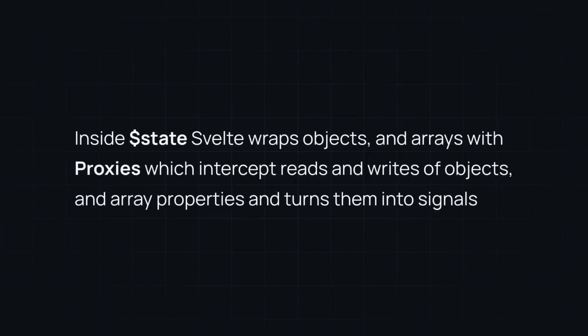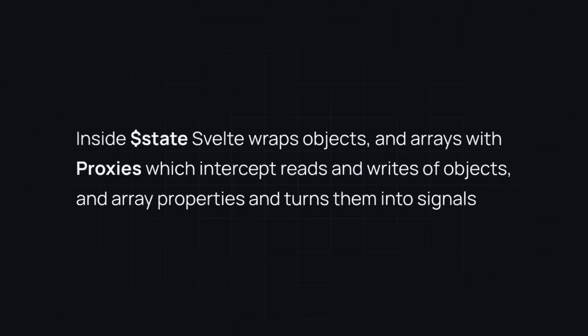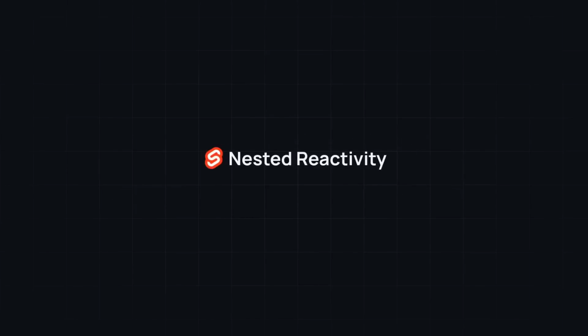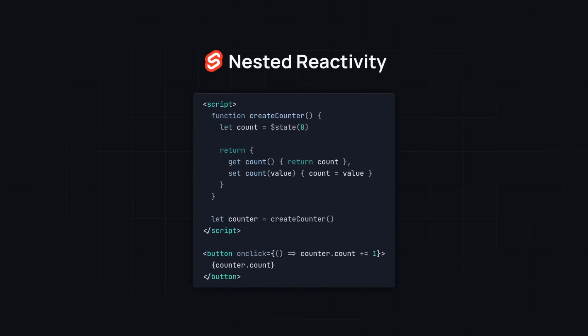Inside the $state rune, Svelte wraps objects and arrays with proxies which intercept reads and writes of objects and array properties and turns them into signals. And what does this exactly mean? Well, let's look at some examples of deeply nested reactivity.